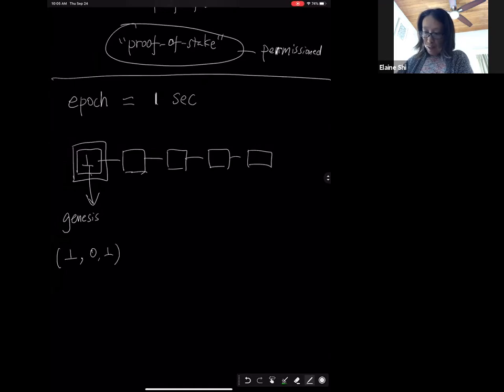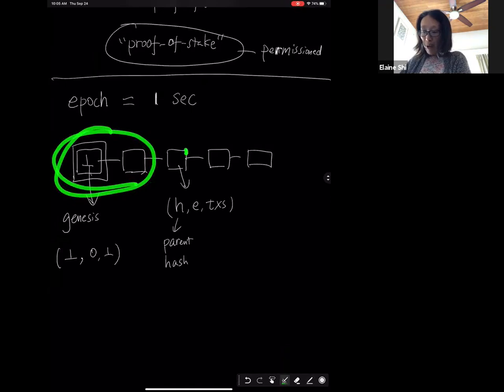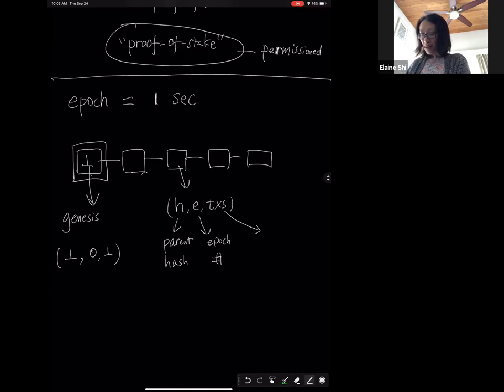Then every other block is of the form H, E, TX, and H is the parent hash. The parent hash is essentially a hash of the entire prefix. This entire prefix chain is called the parent of this block. And then E is the epoch number. And the TX is just an arbitrary payload string. It can be a set of transactions you want to confirm.